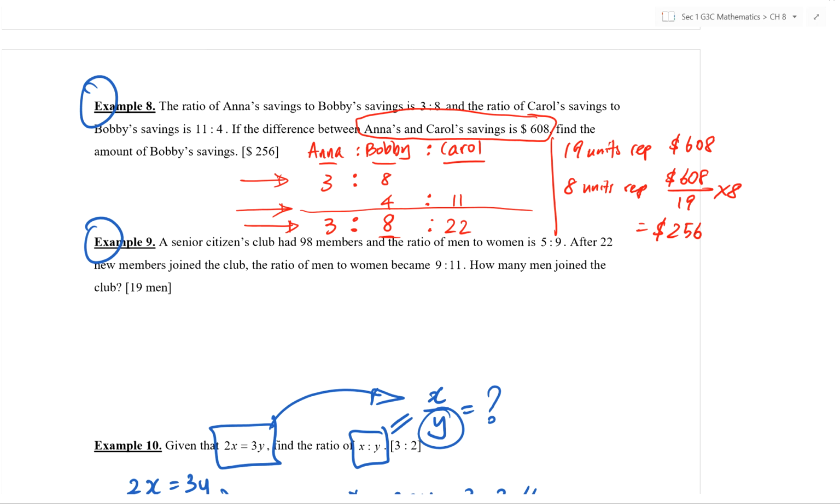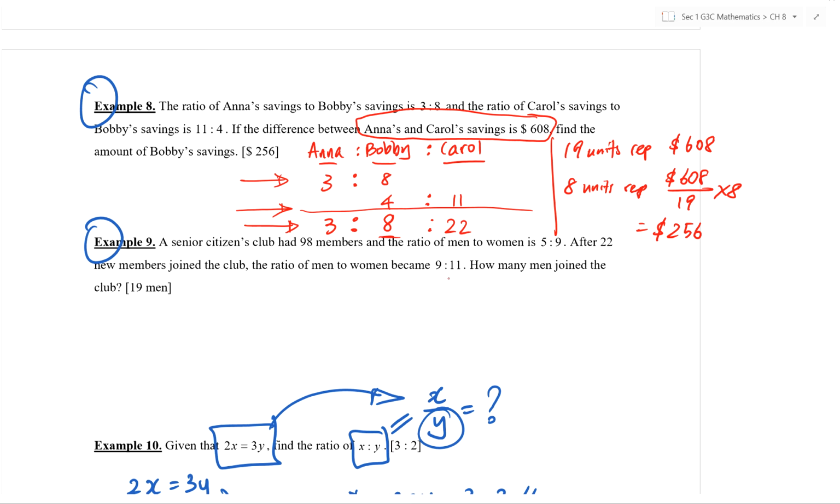Next, example number 9. A senior citizens club has 98 members. Ratio of men to women, 5:9. So from here we can tell exactly how many men there are, exactly how many women there are, and we can subtract if we want to find the difference. So after that, 22 new members joined the club. They didn't say whether there are men or women for this 22. However, they did tell us that the new ratio is 9:11. So how many men joined the club?